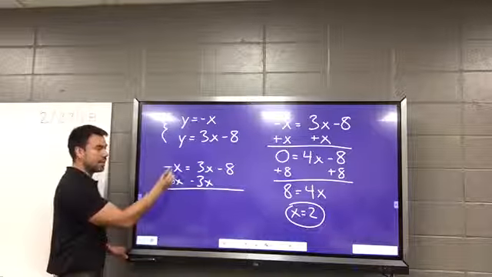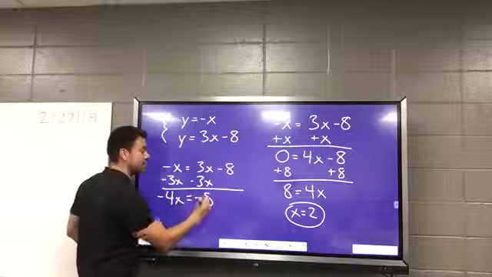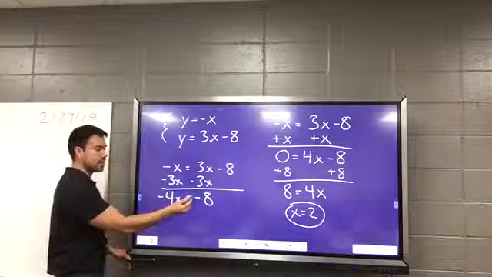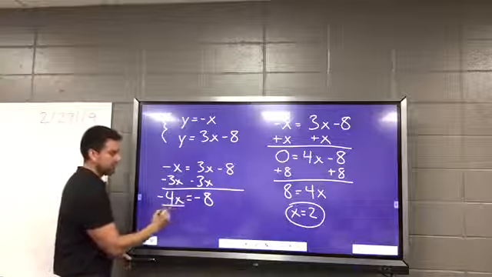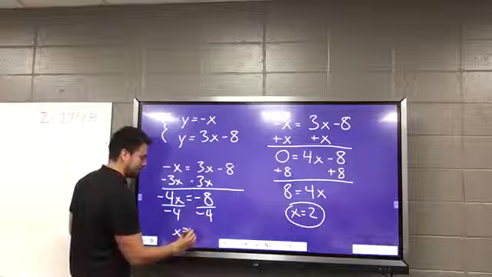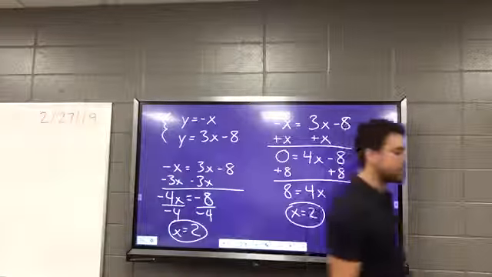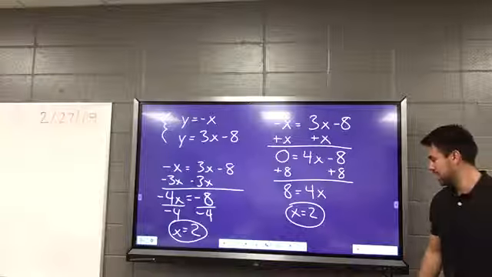And what's negative 1x minus 3x? Negative 4x equals negative 8. So one of these signs got flipped around. And then divide both sides by negative 4. And what do you get? 2. Same thing. I get the same thing. I did it 2 different ways. There are other ways to do it.